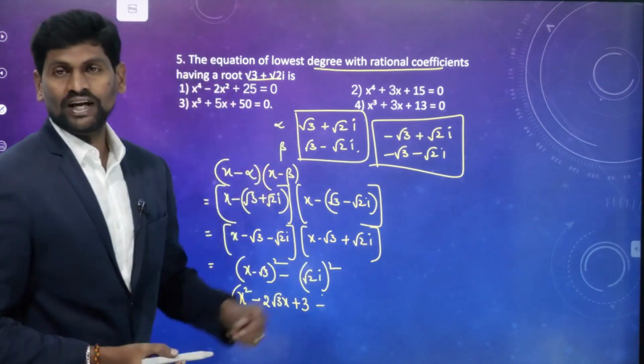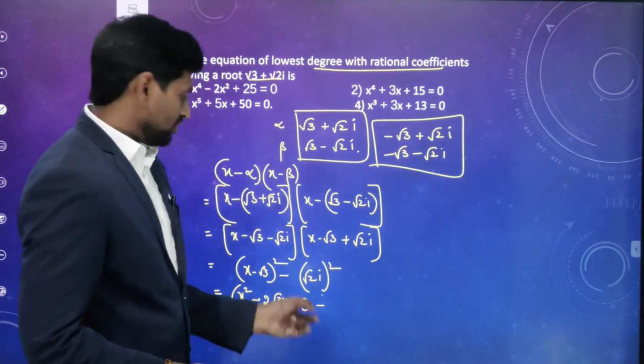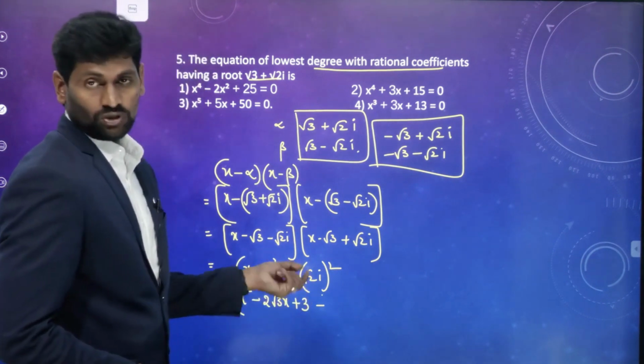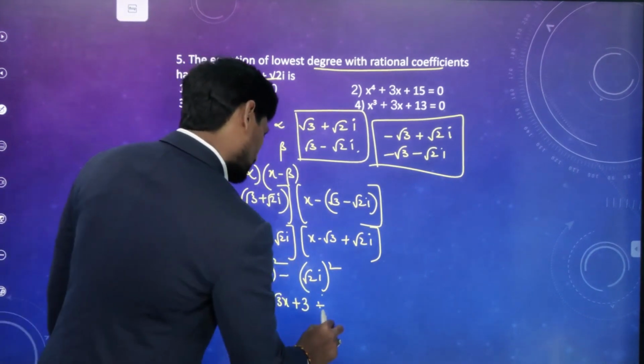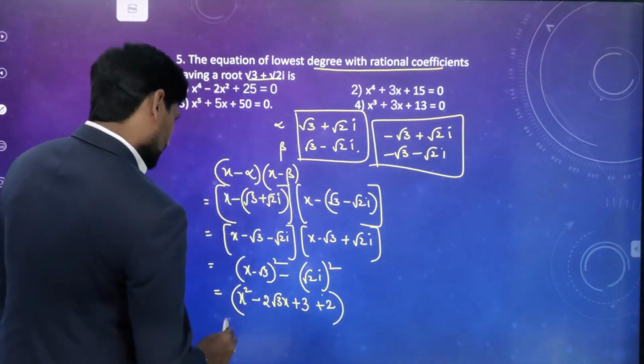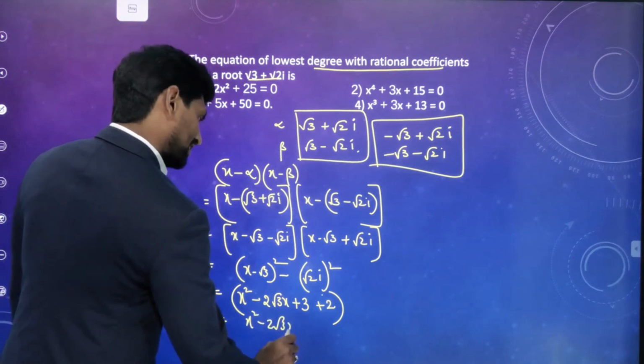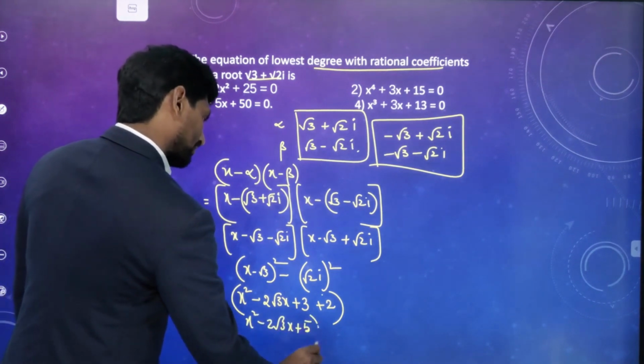Minus root 2i whole square. Root 2 square is 2, and i square value is minus 1. So previously one negative symbol is there, so it becomes plus 2. So 3 plus 2, 5 overall. That equals x square minus 2 root 3x plus 5.